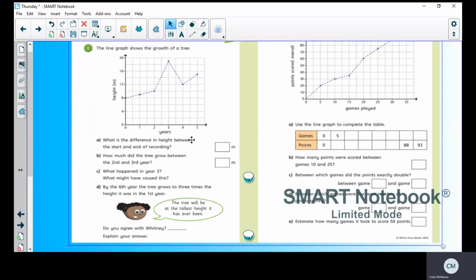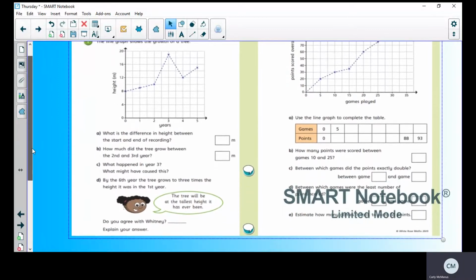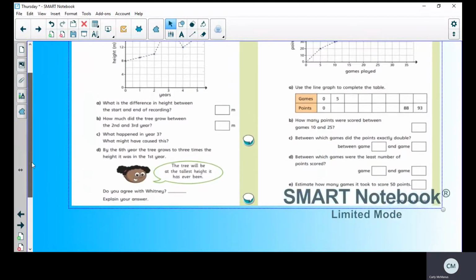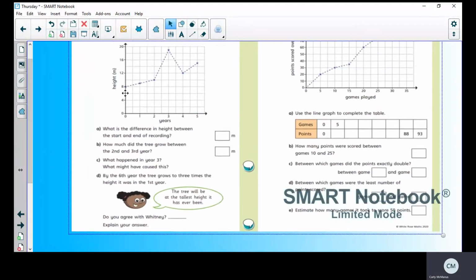By the 6th year, the tree grows to 3 times the height of its 1st year. So it's not on here, look, it only goes up to year 5, but it's saying by year 6, it will grow up to 3 times the height of the 1st year. Then the girl says, the tree will be the tallest height it's ever been. Do you agree with Whitney? Well, if it was at 0 years, if it was 8, if it's 3 times as big as 8, you need to work out what that would be. And is that the tallest it's ever been?